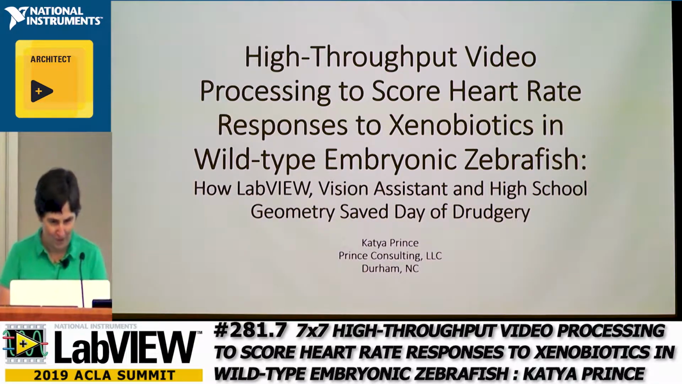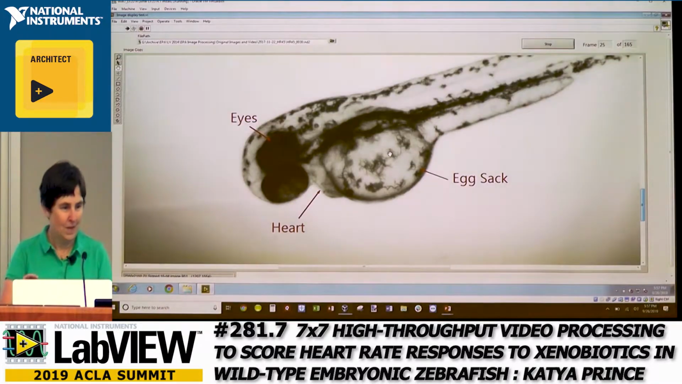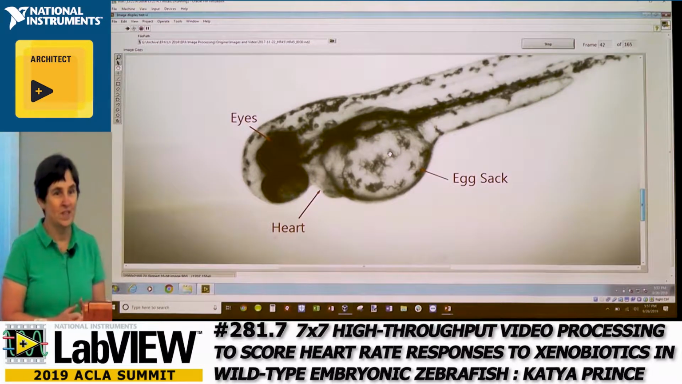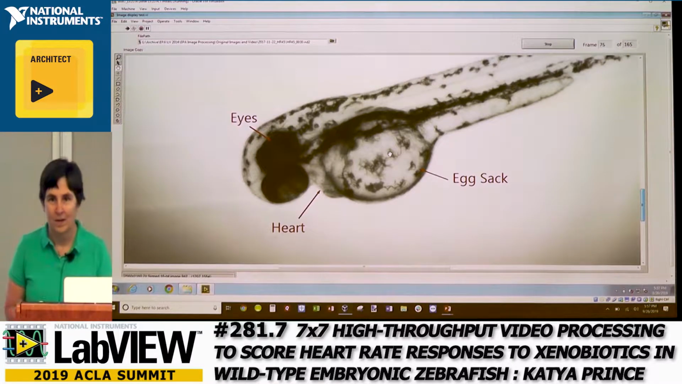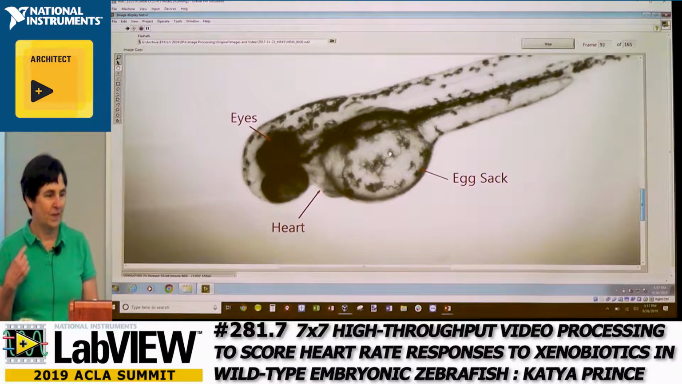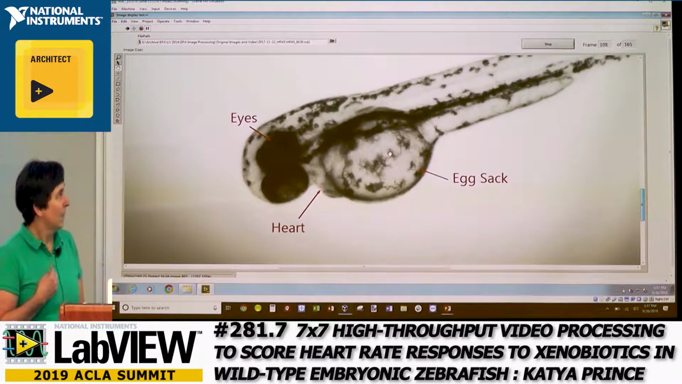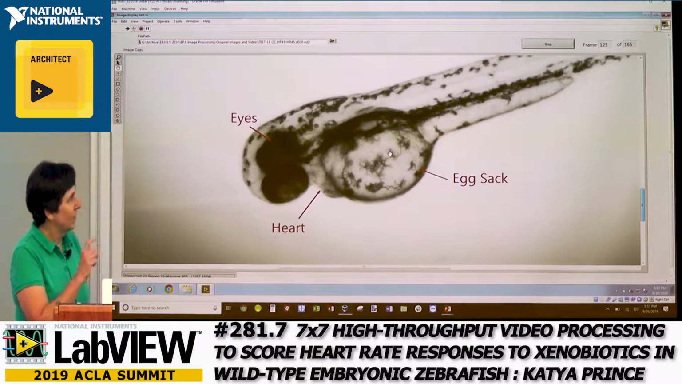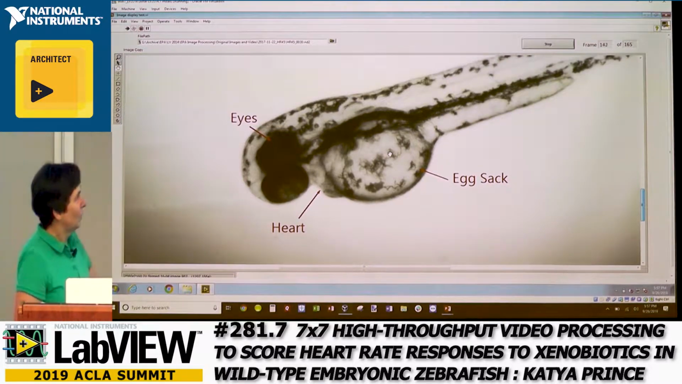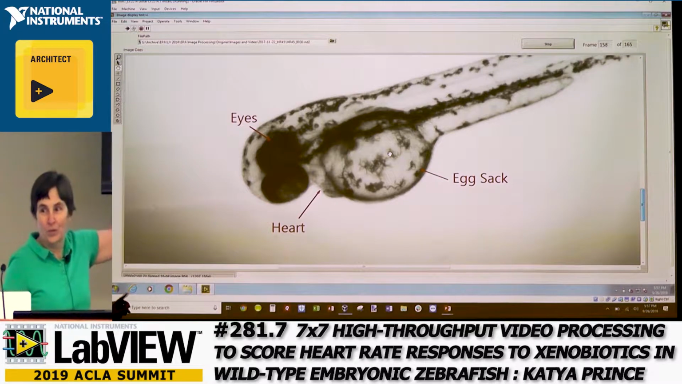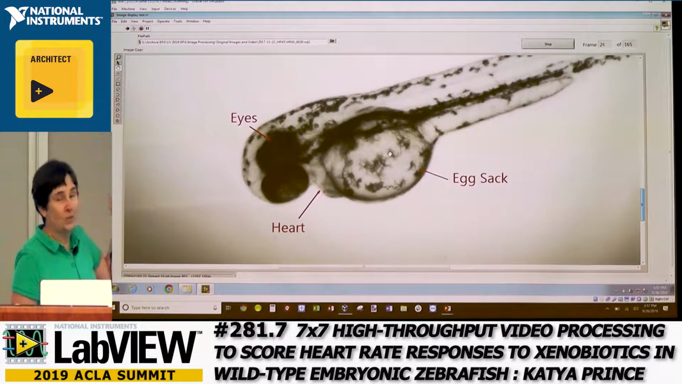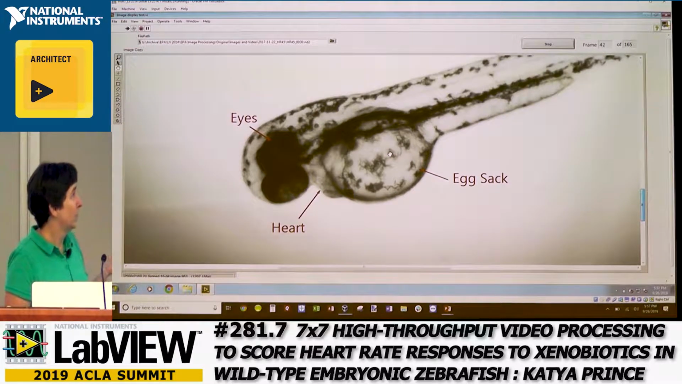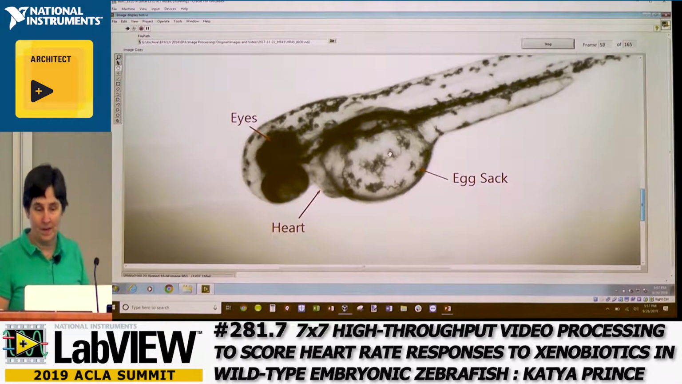So to show you what that looks like, this is an embryonic zebrafish, and this is a 10-second loop. I'm just looking through the 10 seconds worth of images, and you can sort of see where the eyes are. It has a large egg sac, and that little sort of gray blob in between, that's the heart. And so what we're going to try and do is actually do vision analysis to try and find that.